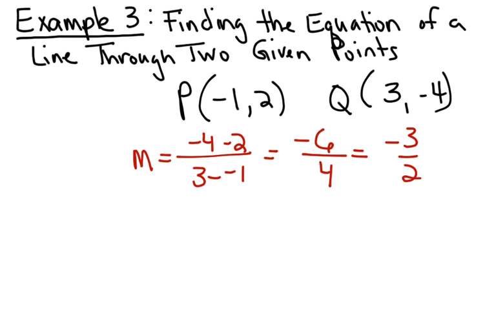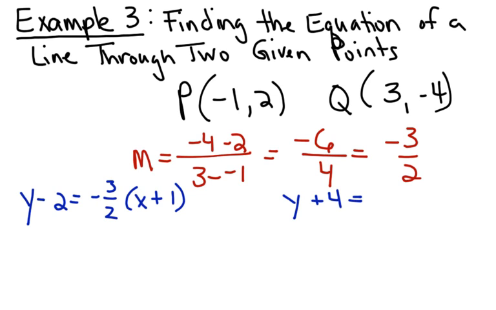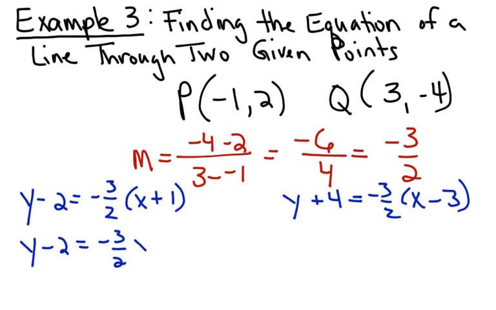Now, in order to write the equation, if I know the slope and I know a point on the line, I can use point-slope form. But which point do I use? The answer is, it doesn't matter. I could do y minus 2 is equal to negative 3/2 x plus 1, because I plug in minus a negative 1. Or I could do y plus 4 is equal to negative 3/2 x minus 3. Even though these two equations look different, I claim to you they're the same, if I distribute.